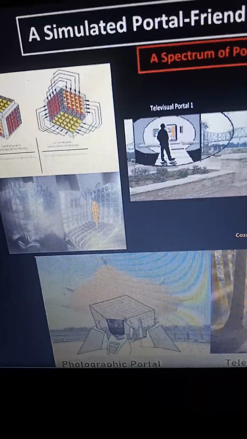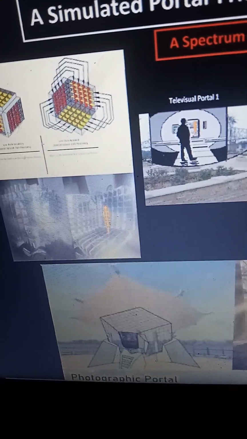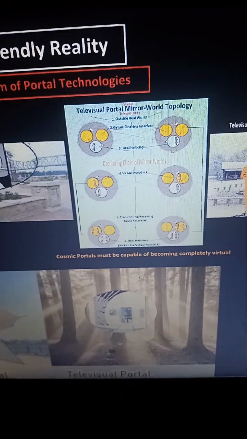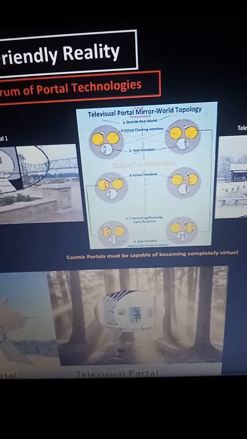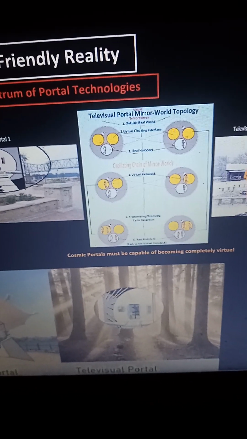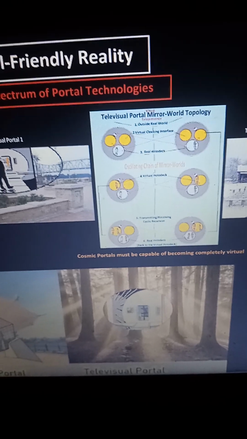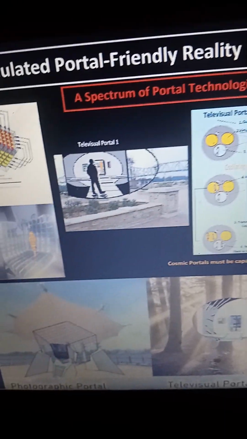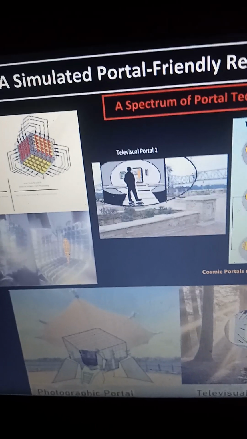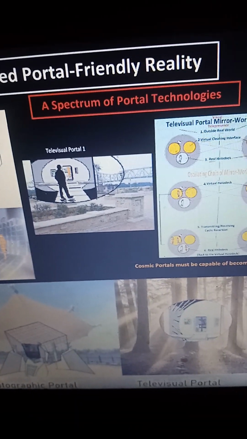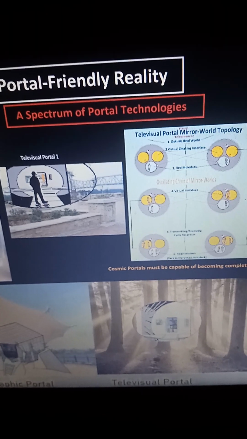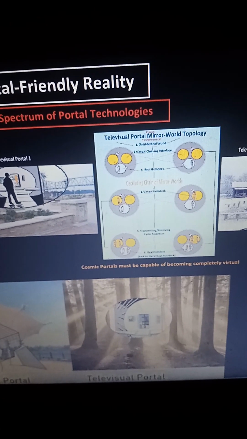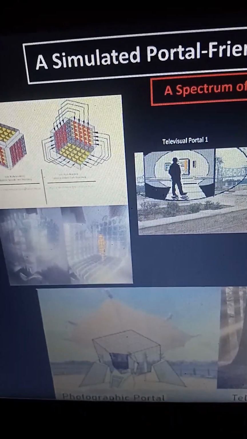You have a photographic portal, which is on the bottom here. You see that image. And then you have a televisual portal, which is the next step up. And then a cosmic portal. I can only imagine what one of those would look like, but they would fall along the lines of the three qualities of any portal: an outside cloak, an interior backdrop holodeck, and a foreground interior holographic display of some sort. That could translate into something else entirely on the cosmic portal.